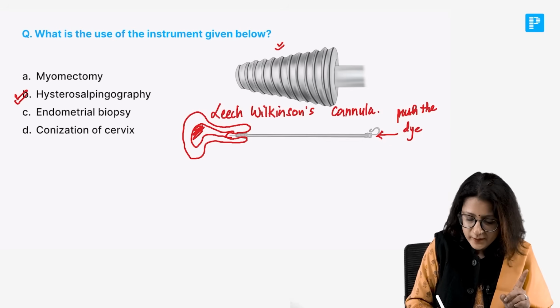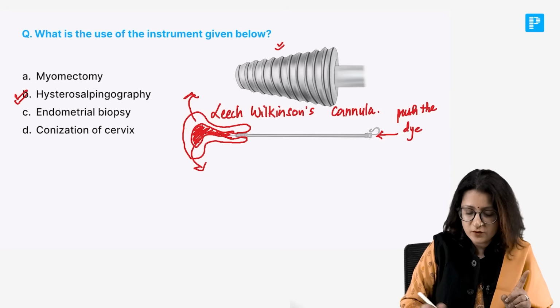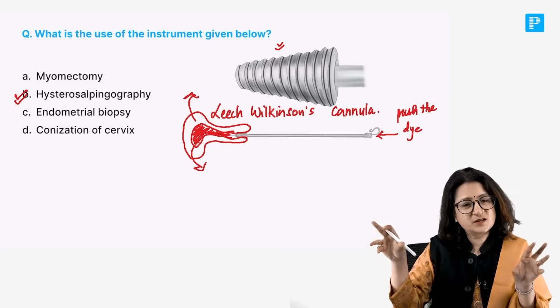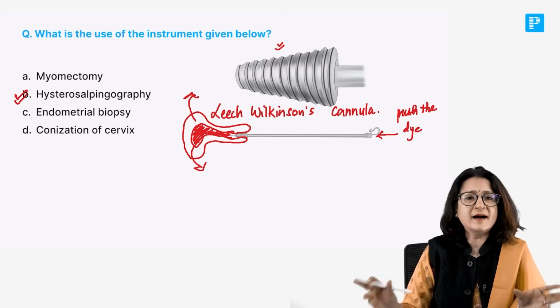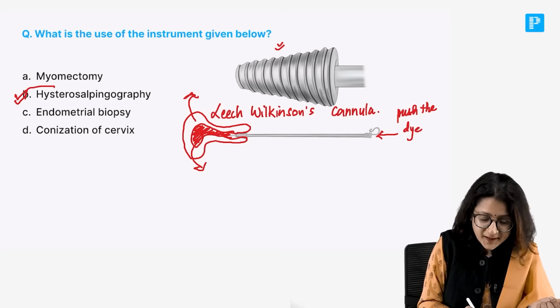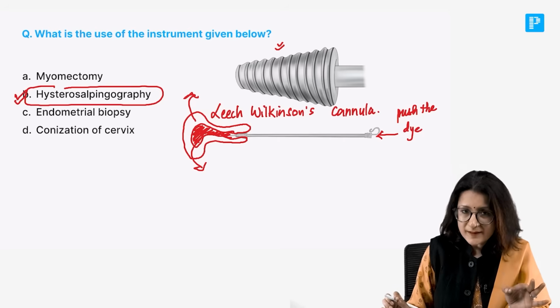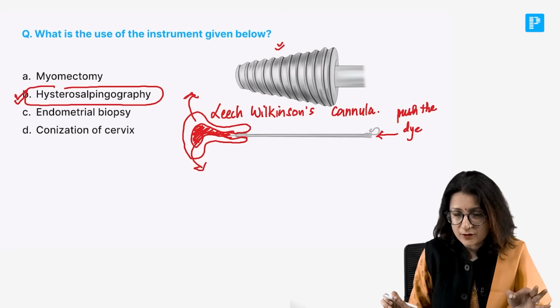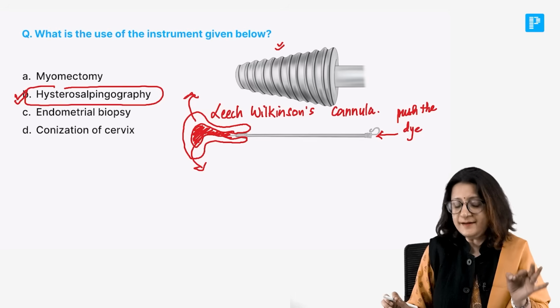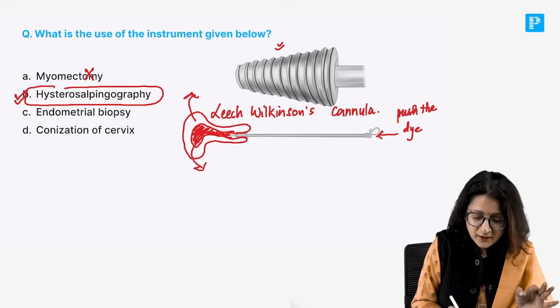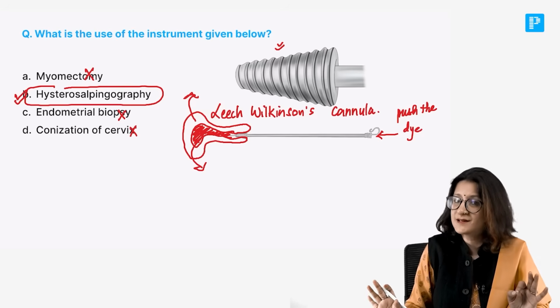And this dye is going to fill the inside of the uterine cavity, and then it is going to come out of the fallopian tubes and spill into the peritoneal cavity. That is how HSG, hysterosalpingography, is performed. And this instrument, Leach-Wilkinson's cannula, is used for that purpose, not for myomectomy, not for endometrial biopsy, and not for conization of the cervix also.